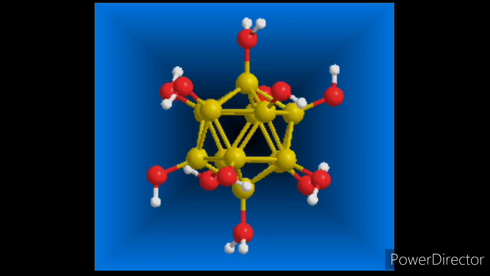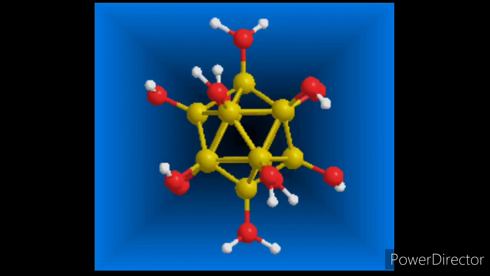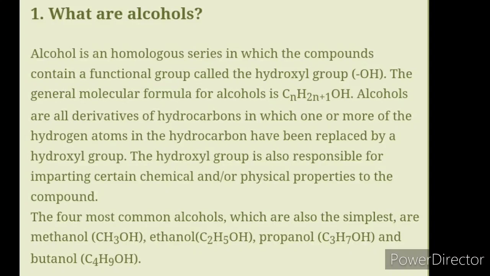Today in this module we will discuss the methods of preparation of haloalkanes using alcohols. Now let us see what alcohols are. Alcohol is a homologous series in which the compounds contain a functional group called the hydroxyl group, that is OH. The general molecular formula for alcohol is CnH2n+1OH.